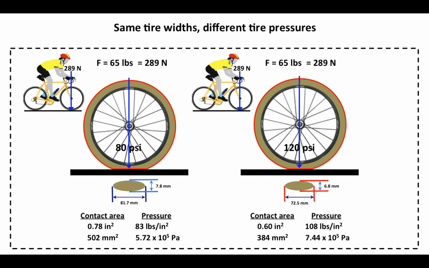In an earlier chapter, I showed you some graphics where we compared tires of the same width but different pressures. And we saw that for these two tires, the same width but different pressures, the tire on the left with 80 pounds per square inch of pressure, the one on the right 120 pounds per square inch of pressure, we found that the tire on the left had a wider and longer contact patch than the tire on the right.